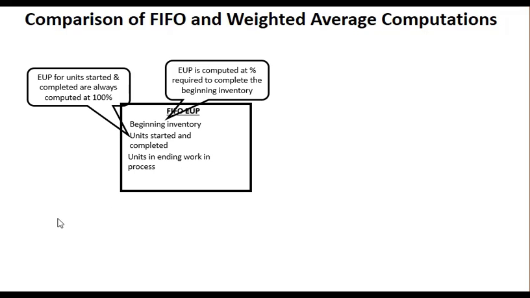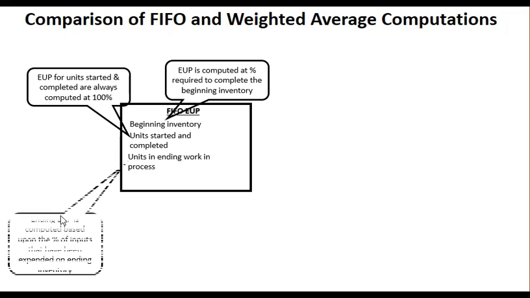Because if you start something and complete it in the same period, you put 100% of effort into it. Lastly, ending EUP is computed based upon the percentage of inputs that have been expended on the ending inventory. In other words, how much effort it has taken to get the inventory up to that point in ending inventory. And again, we're going to have to do that typically for our materials and also for our conversion costs.